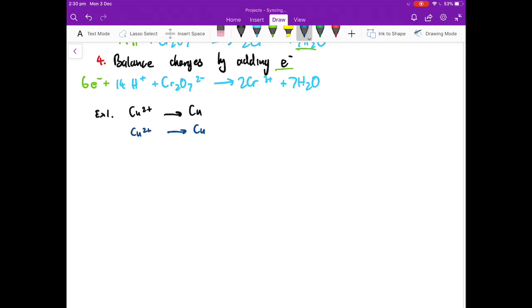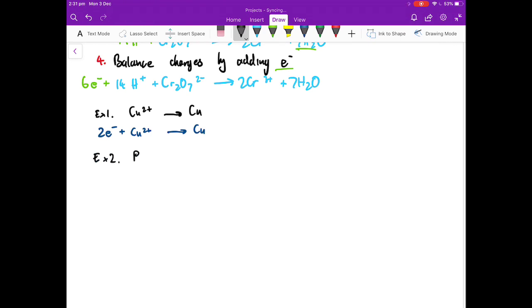The right hand side is a charge of 0 and the left hand side has a charge of positive 2. So what we're going to do is add 2e minus to our left hand side, and that's going to balance everything out, 0, 0. Nice and straightforward. That's example 1. Let's take a look at example 2 and kick things up a notch.